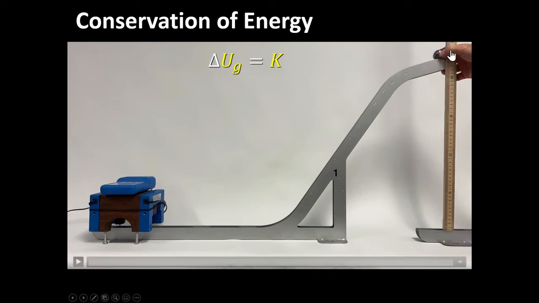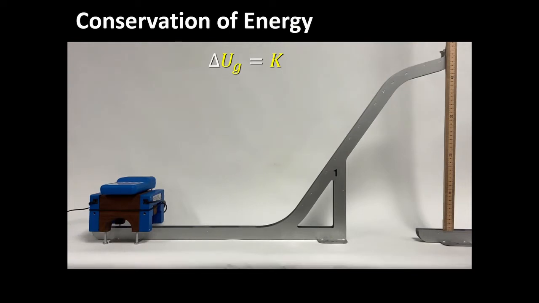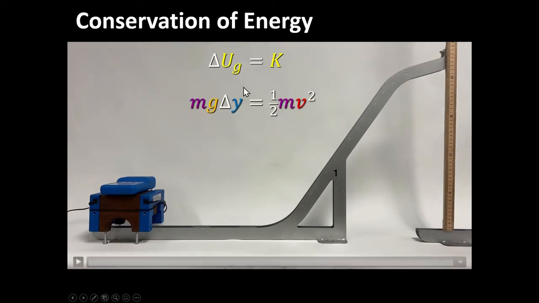That is to say, if we were to let go of the ball here and it drops lower and lower and lower, losing gravitational potential, it goes faster and faster and faster, gaining kinetic energy. And if we knew the mass and the acceleration of gravity and the change in height, it should equal 1/2 the mass of that ball times its velocity squared. So we're going to see if that's actually true.